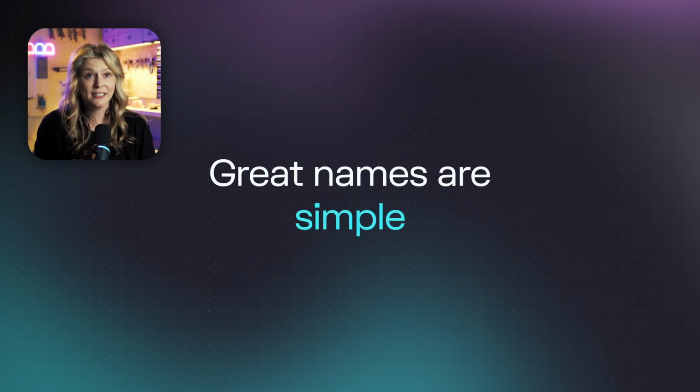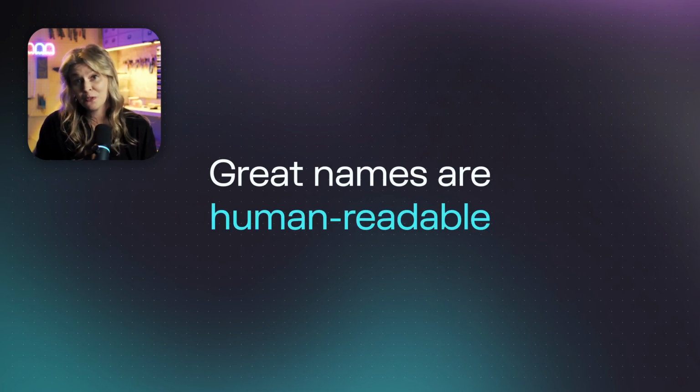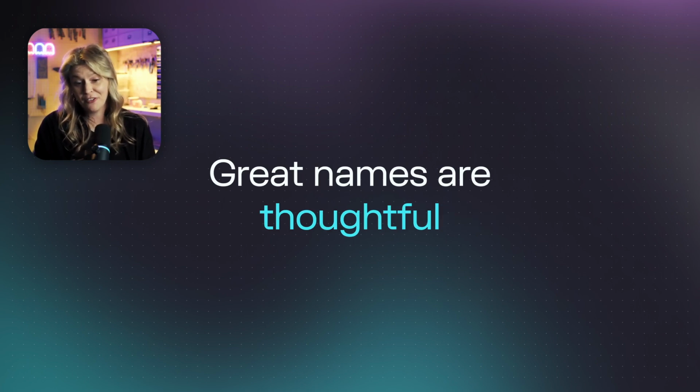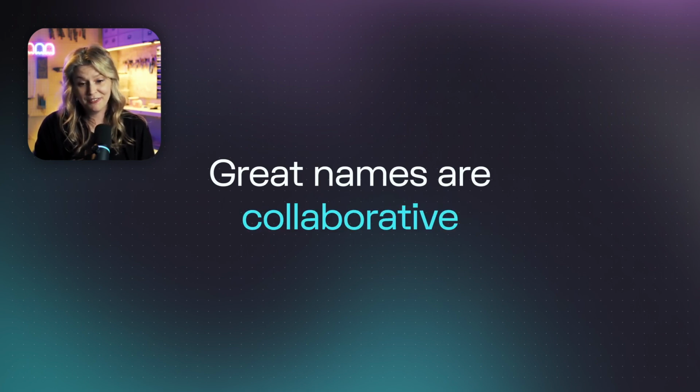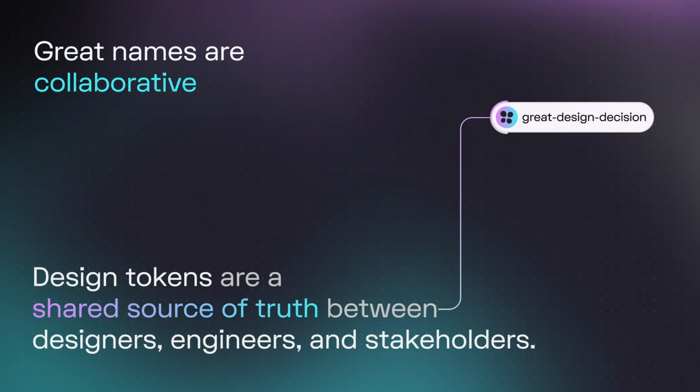So instead, great names are simple. They're human readable. They're thoughtful. They're collaborative. Now, what do I mean by collaborative? Well, remember I told you that design tokens are supposed to be a shared source of truth between designers, engineers, stakeholders, and everyone else that is sharing your system?